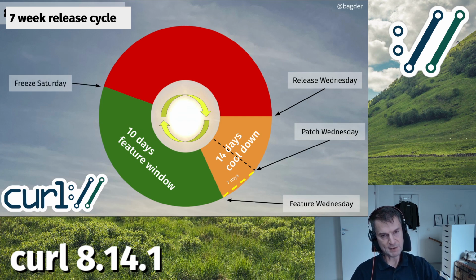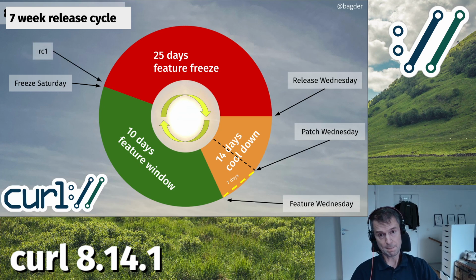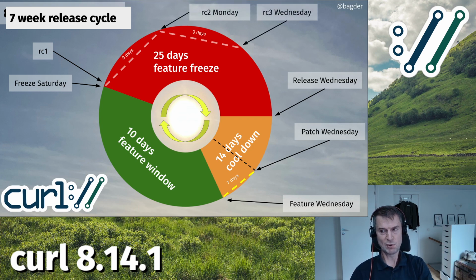And then we have a feature freeze, and then we have this 25 days of feature freeze only fixing bugs. And we do the release candidate 1, release candidate 2 and release candidate 3 in the normal fashion. And then we do a release again on a Wednesday on July 16. That's the setup for the release cycle for this time.